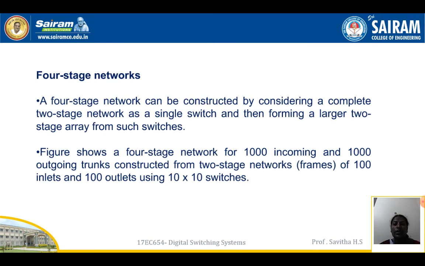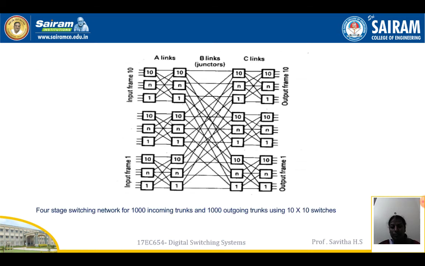Four-stage network. A four-stage network can be constructed by considering a complete two-stage network as a single switch and then forming a larger two-stage array from such switches. The figure shows a four-stage network for 100 incoming and 100 outgoing trunks constructed from two-stage networks of 100 inlets and 100 outlets using 10 cross 10 switches. So the figure shows a four-stage switching network of 1000 incoming trunks and 1000 outgoing trunks using 10 cross 10 switches.